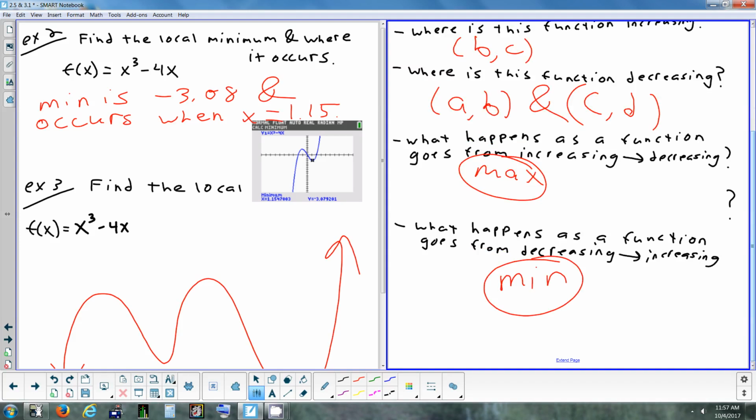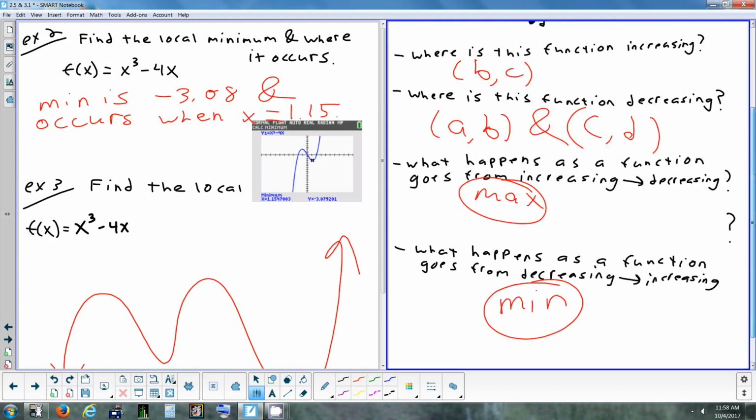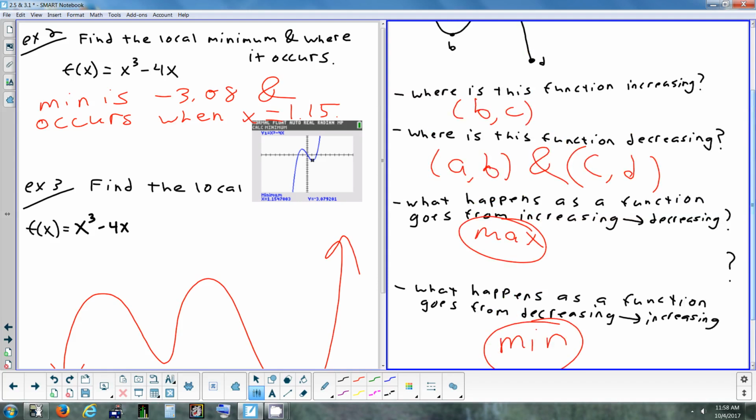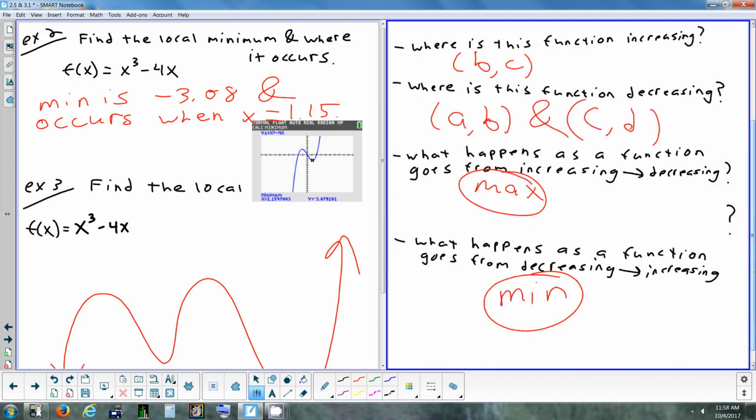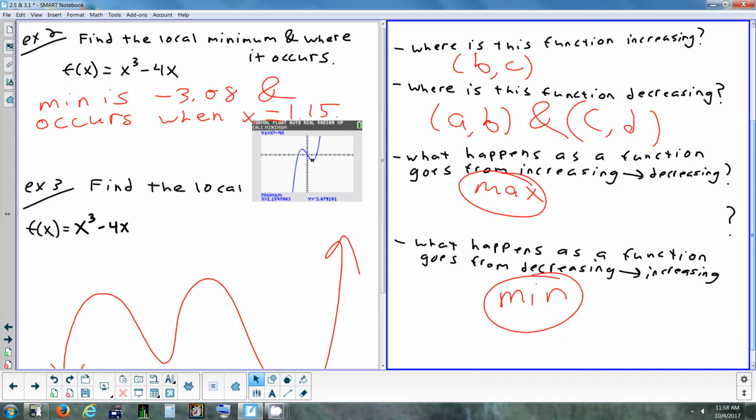You might see a question on the homework that says determine where the function is increasing, or where is the function decreasing? That's what we just did. They won't give you A, B, C, and D. You'll have actual numbers. Any questions on that?